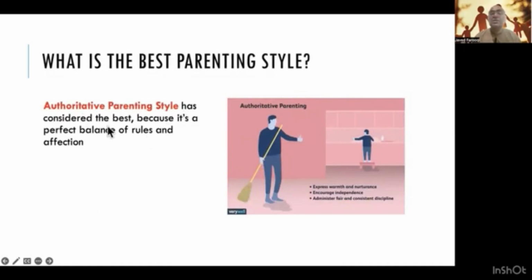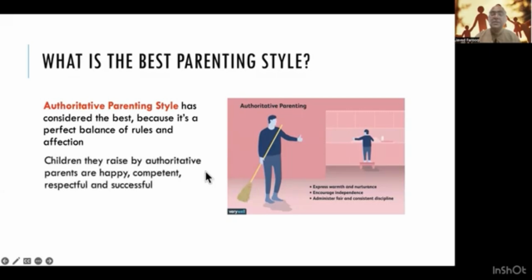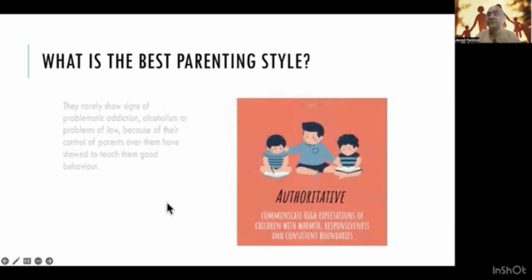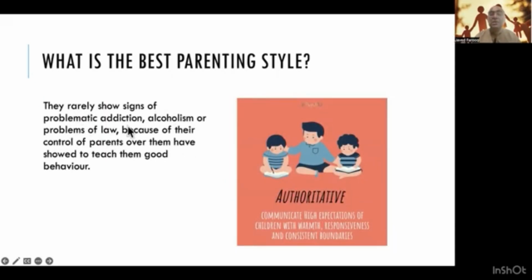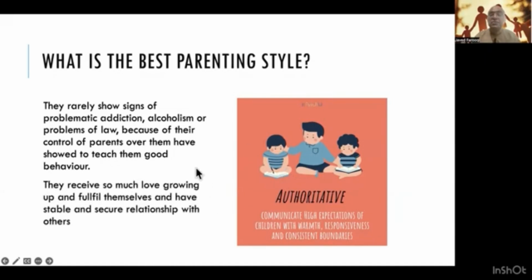We know the authoritative parenting style is considered the best because it's a perfect balance of rules and affection. Children raised by authoritative parents are happy, competent, respectful and successful. They rarely show signs of problematic addiction, alcoholism, or problems with the law, because the control of parents has taught them good behavior. They receive so much love growing up, fulfill themselves, and have stable and secure relationships with others.